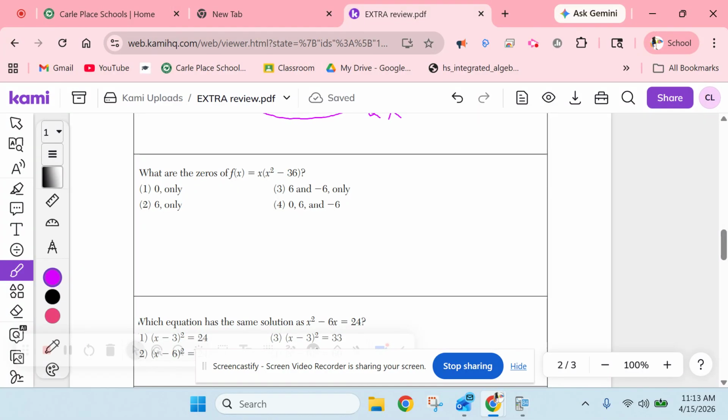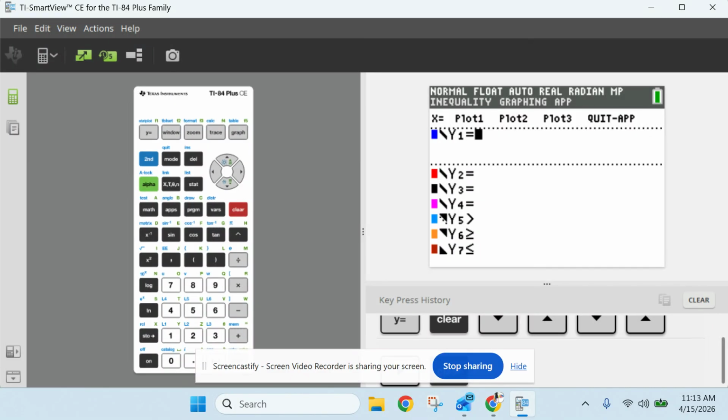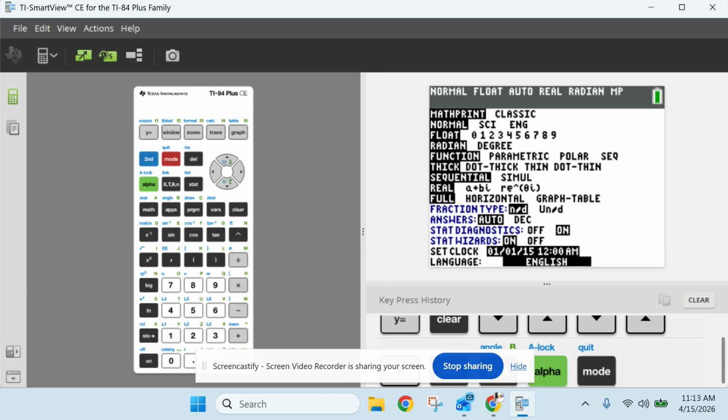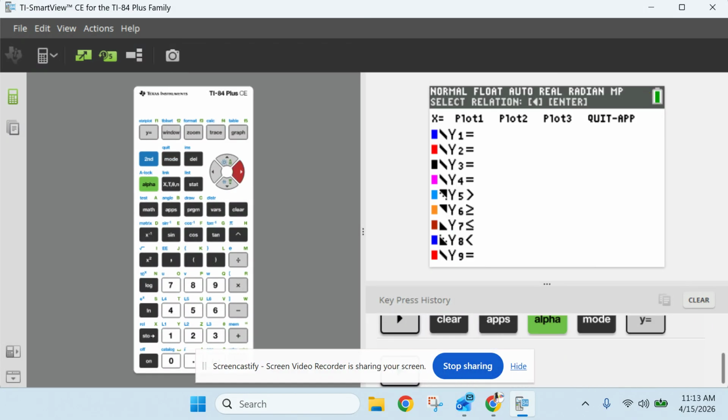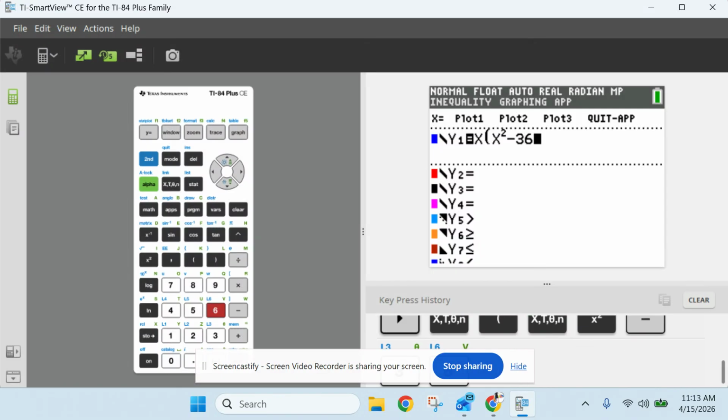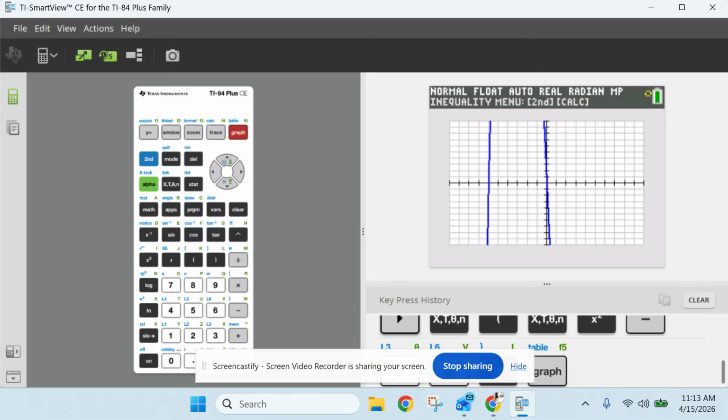Let's see. X parentheses x squared minus 36. And you hit the word graph.